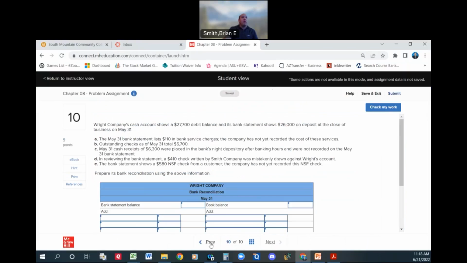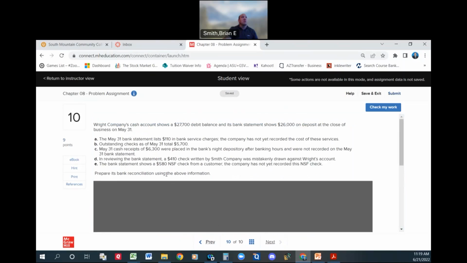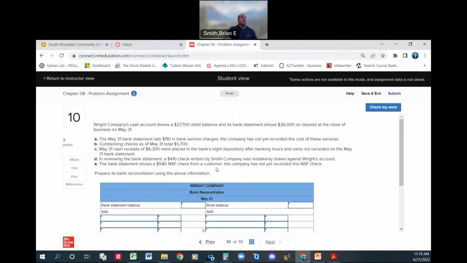Yep, so we're going to have two bank reconciliations, but I'm only going to work one of them. I want to look for one that might be a little more challenging. This one looks like the ones that I did in the snippet. So let's see if number 10 is a little more challenging. Yeah, let's do number 10.